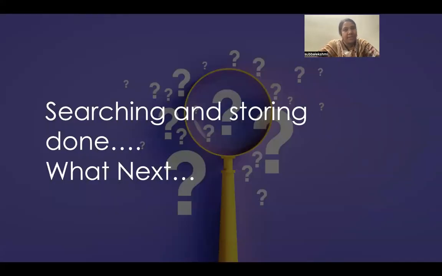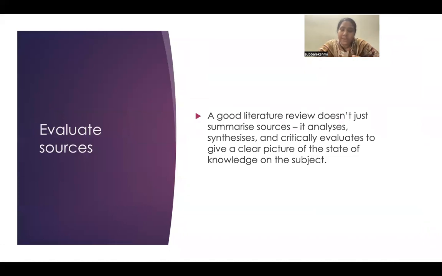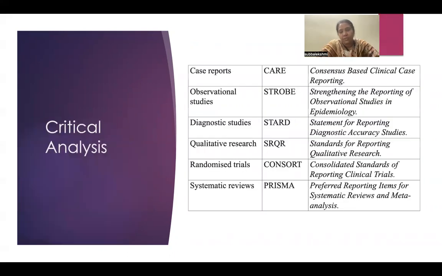So till now, we have learned how to search for information and how to store the information. So what next? We'll have to evaluate the information that we have got, right? A good literature review is not simply summarizing whatever results we've got. It is analyzing, synthesizing, and critically evaluating each one of those articles to get a clear picture of what is the state of knowledge. So how can I do a critical analysis? There are different reporting guidelines which are there for me to use.